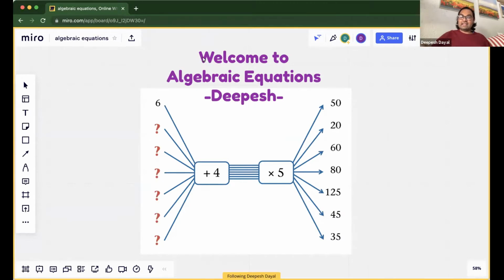The lesson today is on algebraic equations. While we wait, we've got a question there with question marks, and we're going to look for what those question marks are. So while we wait, maybe you can try that.